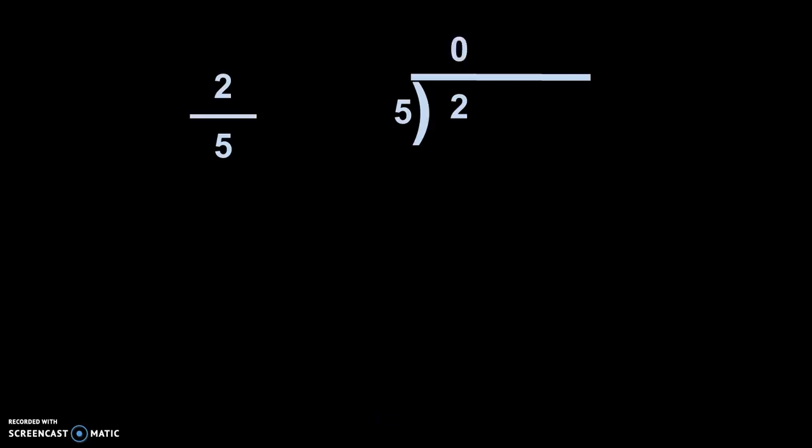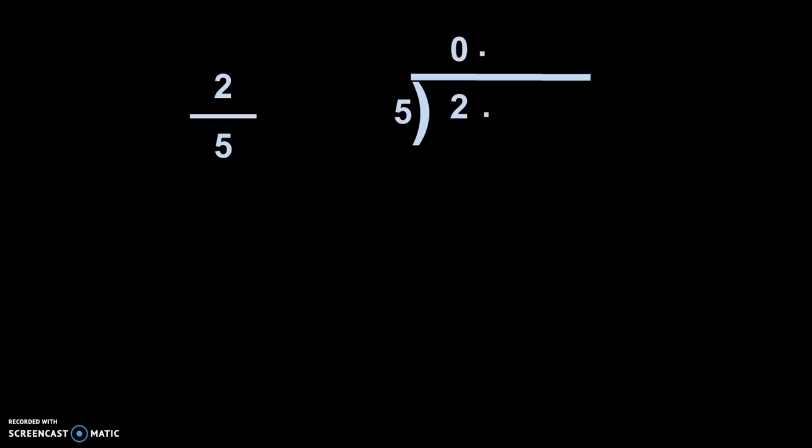Let's try another example. Another fairly recognizable fraction, 2/5. Again, we set up our division calculation. The denominator, 5, goes outside the bracket. The numerator goes inside the bracket. We say 5 into 2 doesn't go, so we input a 0. Then we input our decimal points.